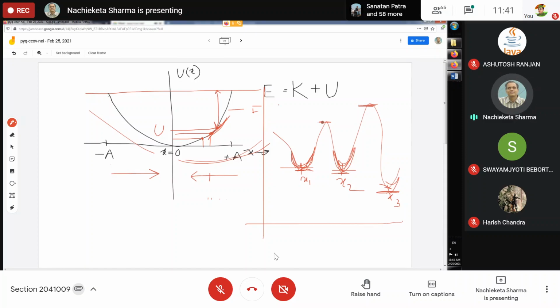Here also you see these are two important points, not x2, we'll call them x4 and x5, isn't it? Now you see here also the slope is 0. Here also the slope is 0. So the slope of the U(x) curve is also 0 at points x4 and x5, and these are also equilibrium points.